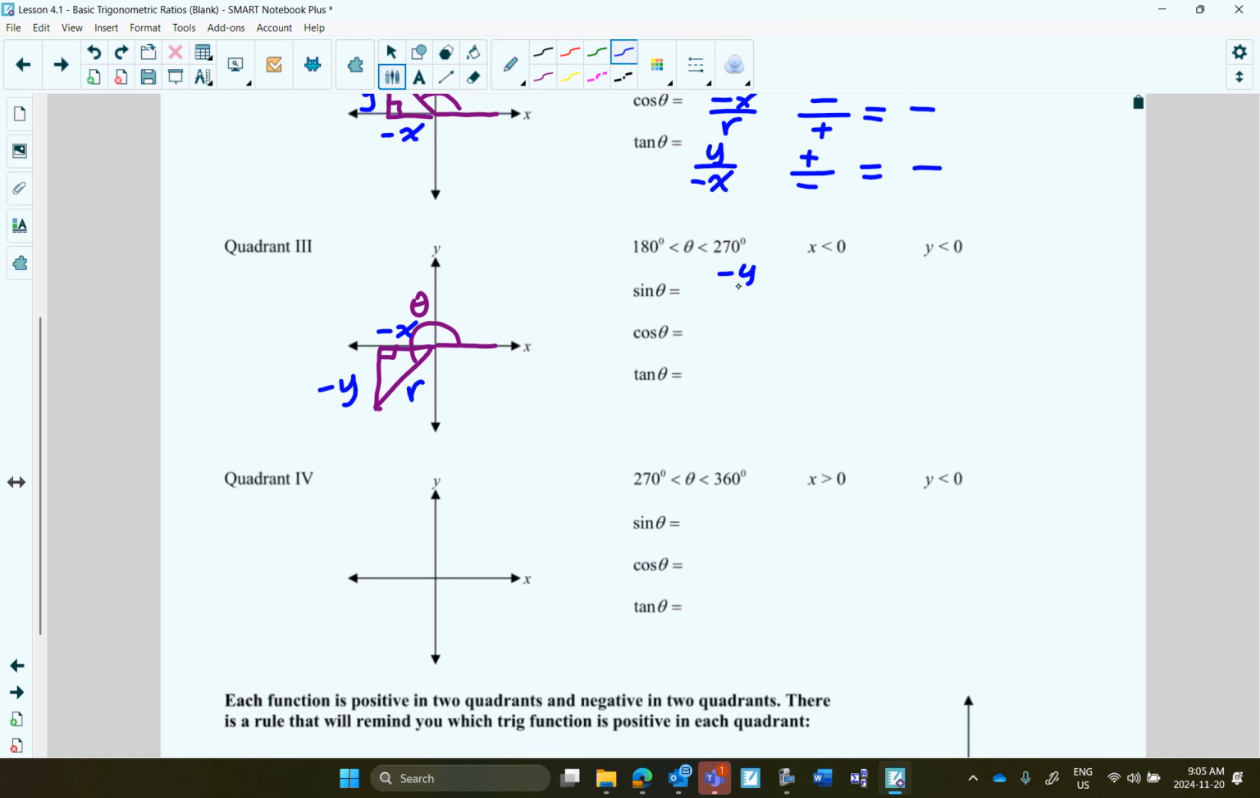The cosine is going to be negative x over r, which again is going to give me a negative divided by a positive, which gives me a negative. But the tangent is going to be negative y over negative x, which is a negative divided by a negative, which means it's positive. And again, you can confirm that. Take any angle between 180 and 270, find the tan, it's always going to be positive. And this is why, because this is how we use the coordinate grid to set it up.